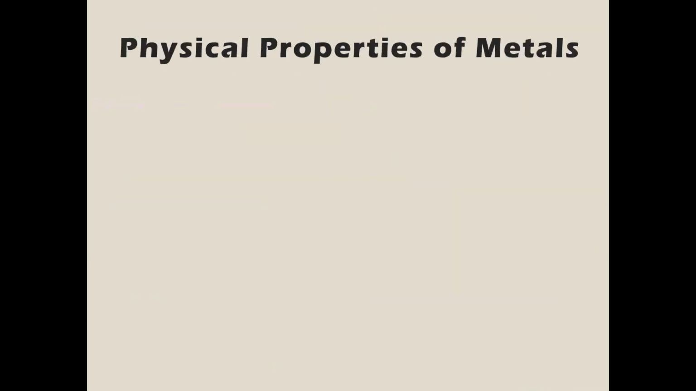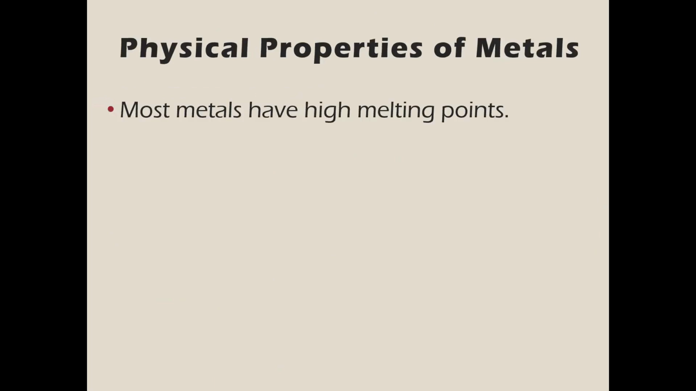The physical properties of metals. Most metals have high melting points. Explain why. Perfect, exactly. Because there is a strong electrostatic force between the ions of the metal, which comes from the delocalized electrons of the metal atoms. And this strong electrostatic force will need high energy to separate them.